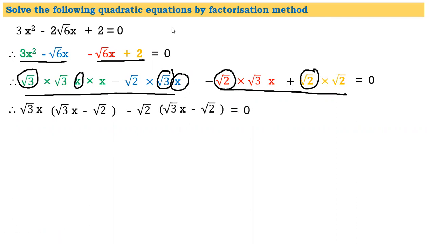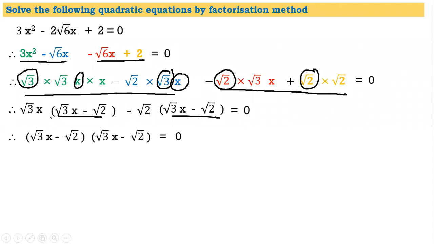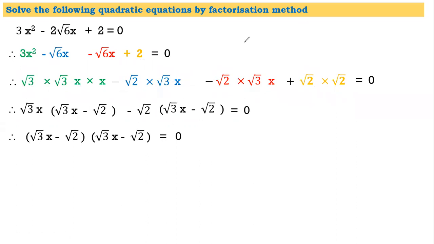Now students, what was the ultimate aim? The ultimate aim was to get these two brackets same. Now those two brackets are same, so I need not worry, the sum is going on the right track. Root 3x minus root 2, and what remains in the bracket is root 3x minus root 2. I believe everybody has understood till here.